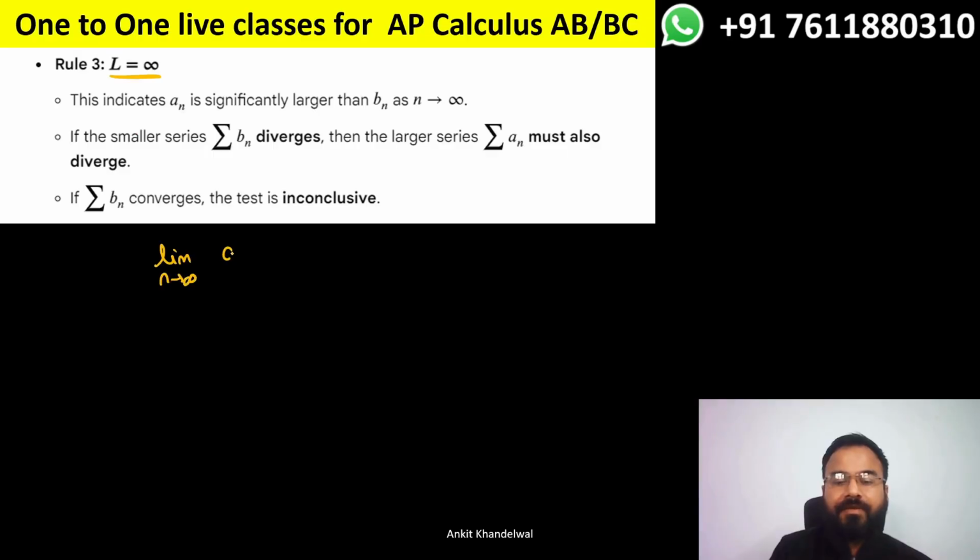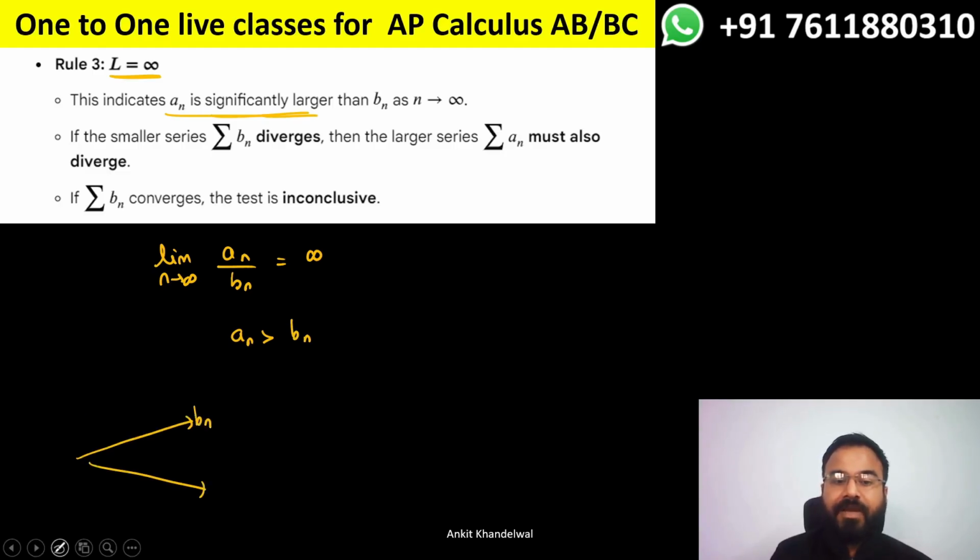Similarly, the third result is if the limit comes out to be infinity. If the limit of an divided by bn comes out to be infinity, it means an is increasing at a faster rate. Here an is significantly larger than bn, that's why the answer is going to be infinity. So an is greater than bn, and bn is smaller this time, and we know the nature of bn. So if the smaller one diverges, then the greater one an must also diverge.